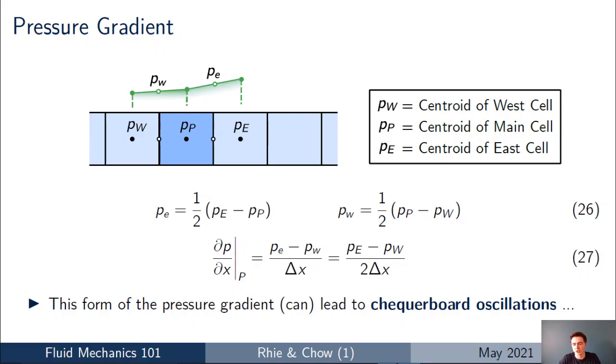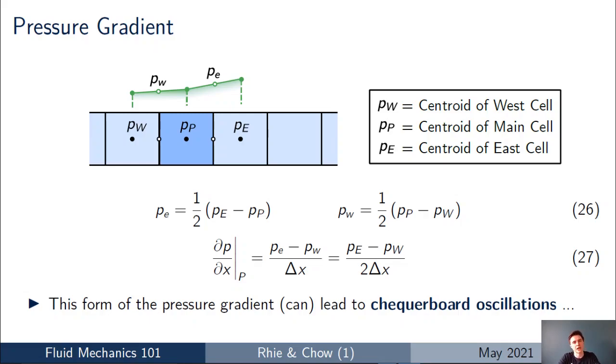And so we can use equation 26 and say the pressure on the east face is half the PE minus PW, and we can do the same for the pressure on the west face of the cell. And if we substitute those into our equation on the previous slide for the pressure gradient, what we arrive at is that the pressure gradient, partial P over partial X at the centroid of the cell, the large uppercase P which you can see there, is going to be equal to the pressure on the east side of that cell minus the pressure on the west side of the cell divided by 2 delta X. That's double the distance.